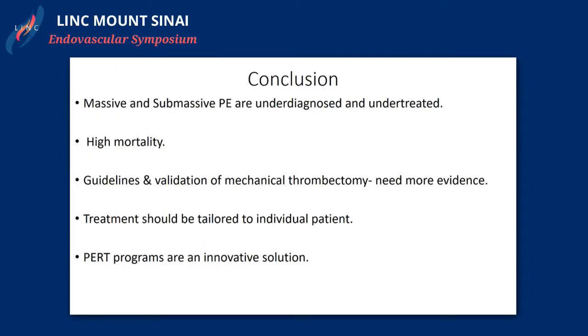In conclusion, massive and submassive PE are still underdiagnosed and, for the most part, undertreated. There's a high mortality in these patients. And once again, I'm excluding the minor, commonly seen pulmonary embolism. The guidelines and the validation of some of this mechanical equipment are still lacking. The treatment option should be tailored to each patient, because the clinical findings and the hemodynamic assessment at that time are going to determine what needs to be done next. And I think every program in a major institute should have a PERT program, which is going to be an innovative solution to a largely undertreated diagnosis. Thank you.